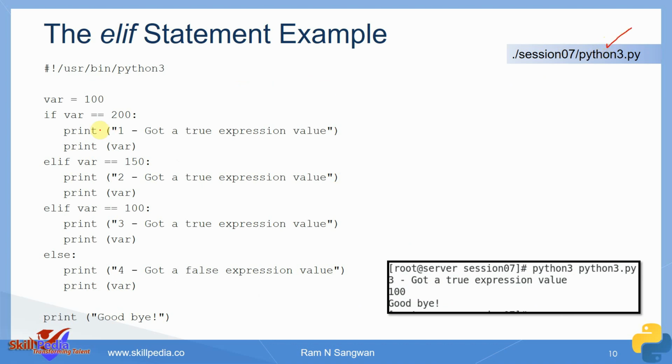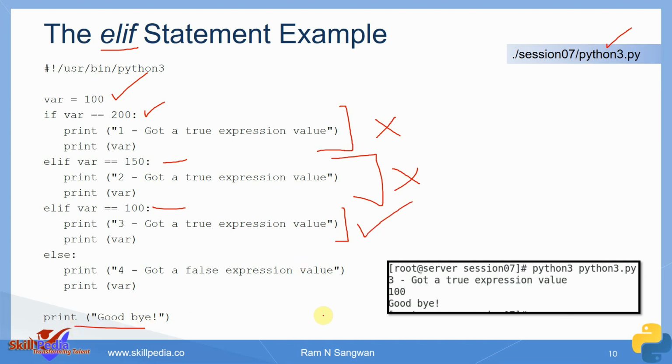Python 3, next program. This is the same example, an else if statement example. We are taking the value 100. If it is 200, execute this, which is not true. If it is 150, execute this, which is not true. If it is 100, execute this, and this will be executed. And finally this will be executed. So we got this third block.